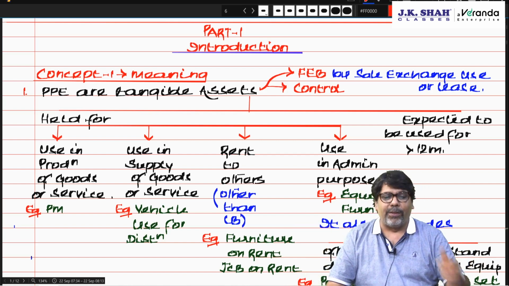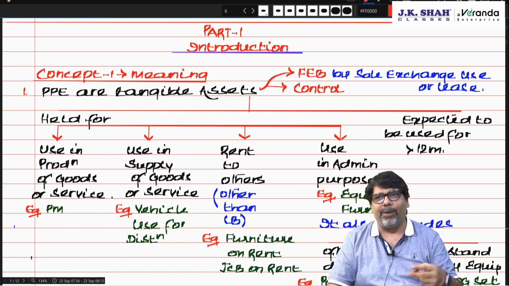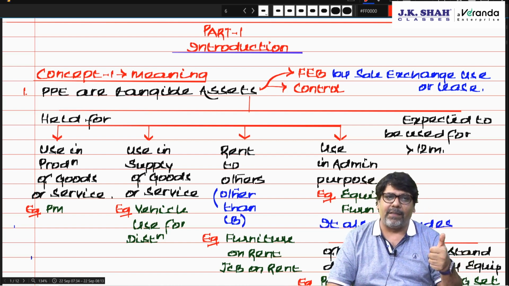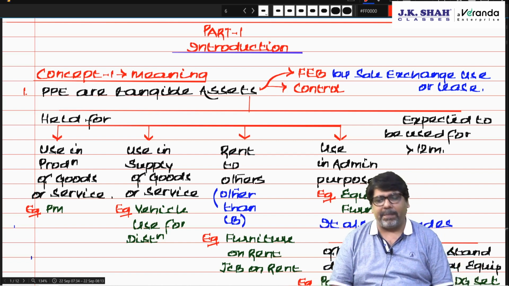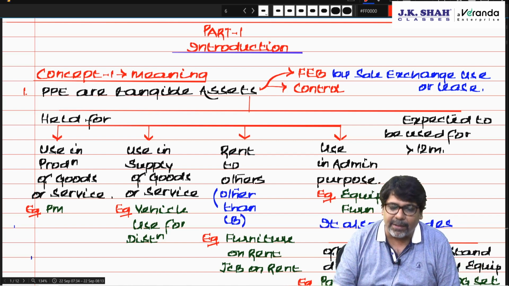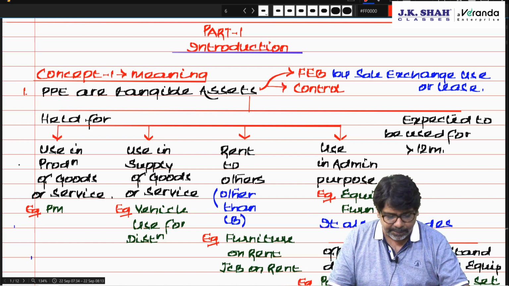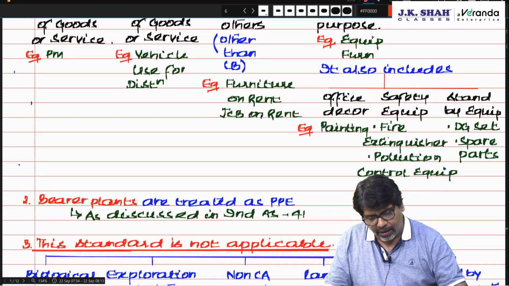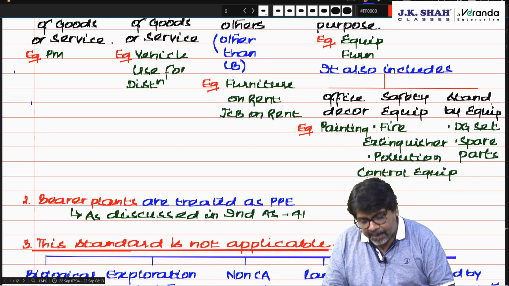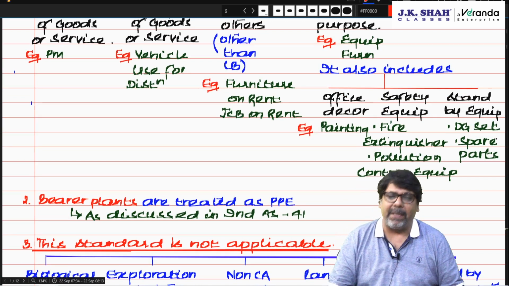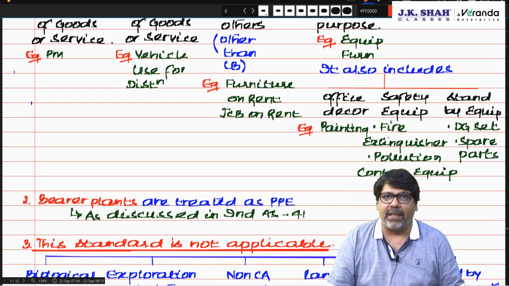Am I clear? So PPE are tangible assets which have future economic benefit and over which we have control. They are held for production of goods and services, supply of goods and services, rental to others, and use in admin purposes. Admin purpose means equipment, furniture. It also includes office decor, that is painting, safety equipment, that is fire extinguisher, pollution control equipment, and standby equipment, that means equipment used whenever it is required, that is DG, diesel generator set.